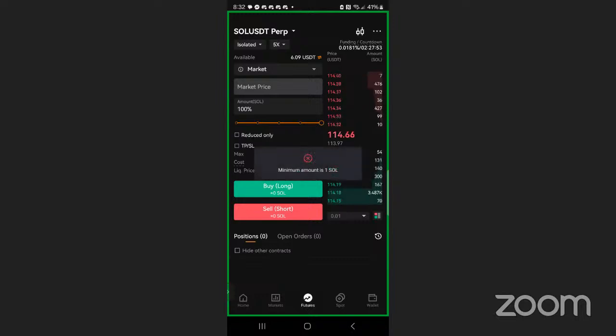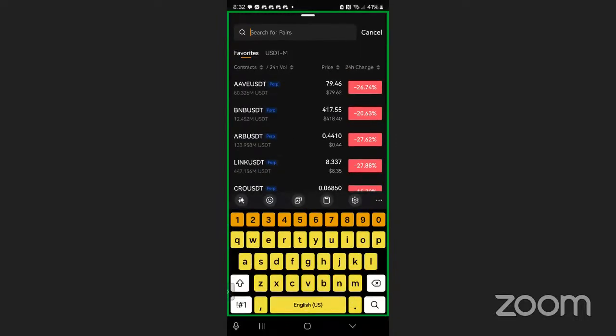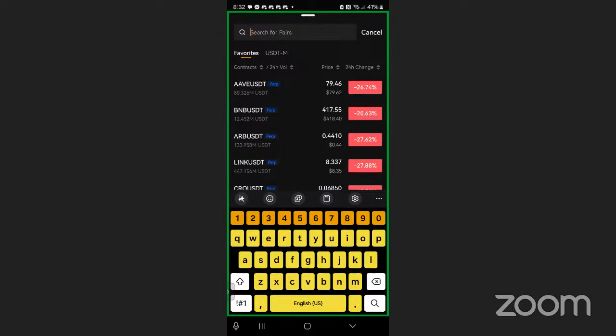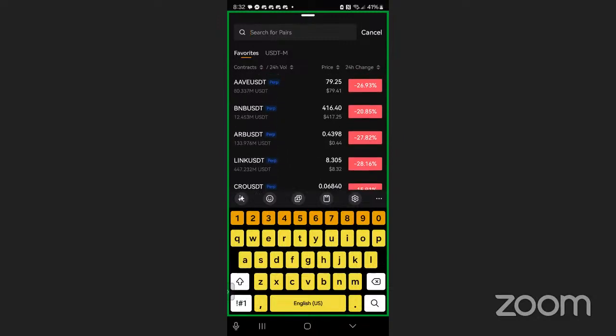See how I don't have enough? So we gotta change that. This is pretty cool to realize too. We don't have enough to buy Solana. That doesn't mean I don't have enough to trade. I can show you guys. I can choose a cheaper asset like Arbitrum, Link, anything really that's cheaper than Solana.